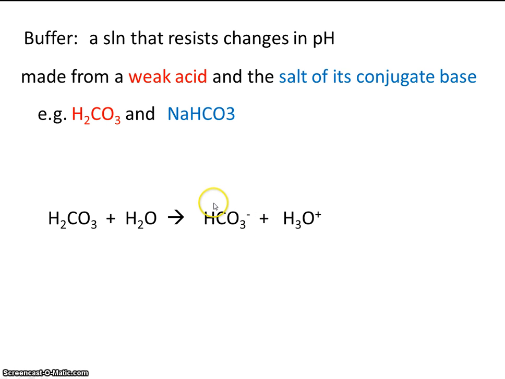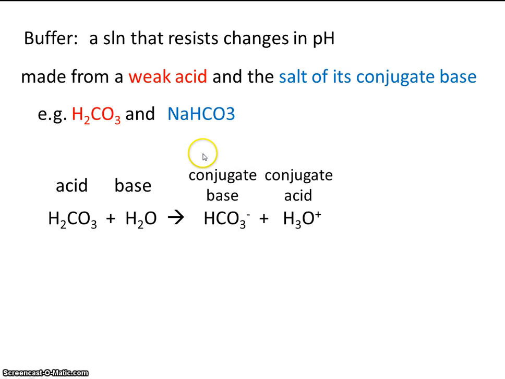So the salt of this conjugate base would just be like sodium bicarbonate, for example. You just replace one of the hydrogens with a metal, and that's what we've done here. We've taken away one of these hydrogens, and we've replaced it with a metal. So acid, base, and conjugate acid. So this is the conjugate base. This would be the salt of the conjugate base.